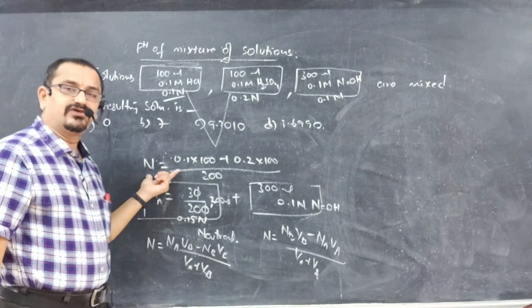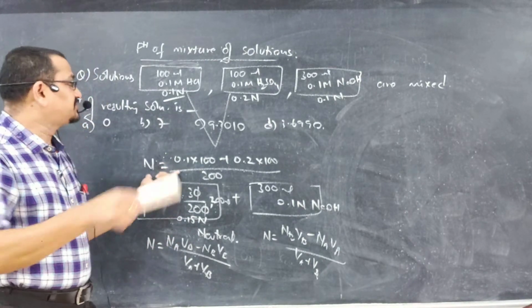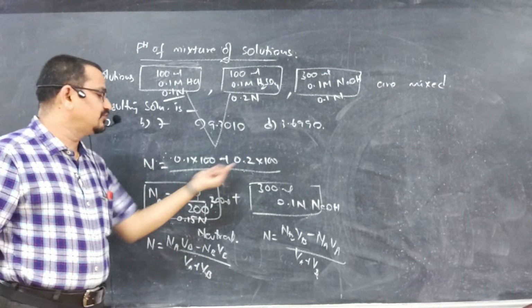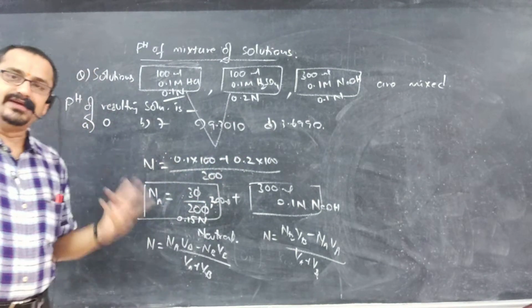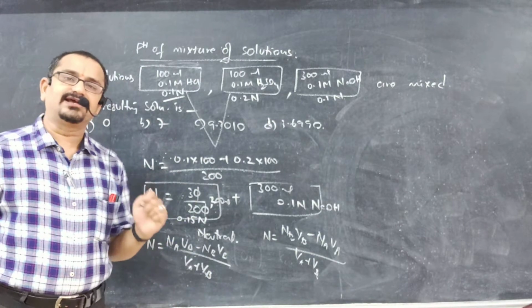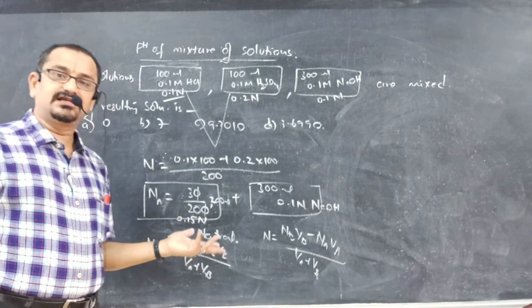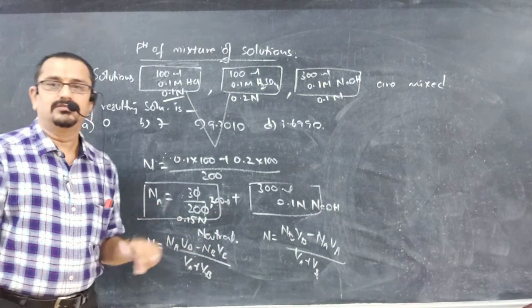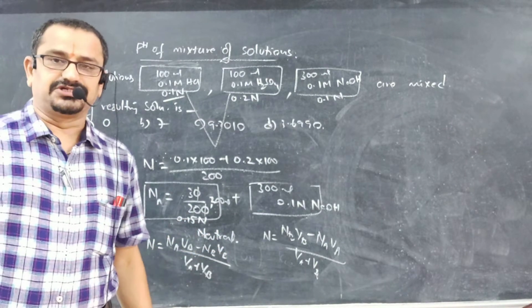In case of finding the normality of a mixture of the same substances, it is (N1V1 plus N2V2) by (V1 plus V2). It is always better to solve these questions in terms of normality only. You will get an accurate value. Don't worry if the options are given in molarity, you can convert back to molarity. Let us see the next question.